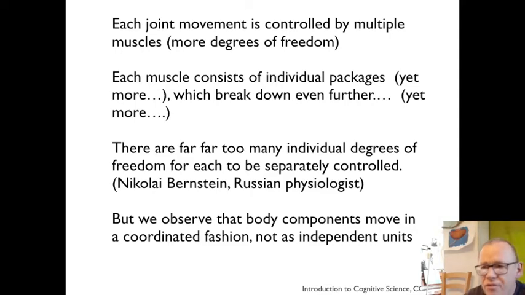So if there were, for example, 10 muscles controlling each of those degrees of freedom, then the number of degrees of freedom went up by a factor of 10. But each muscle is actually made up of individual muscle packets, each of which can be activated separately from the others. So the number just exploded up again. And then within a muscle packet, they've got individual nerve fibers connecting to individual muscle cells, which blows the number of degrees of freedom up again. In fact, the number of degrees of freedom approaches infinity for even the simple movement.